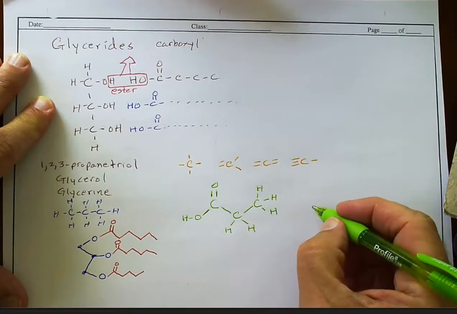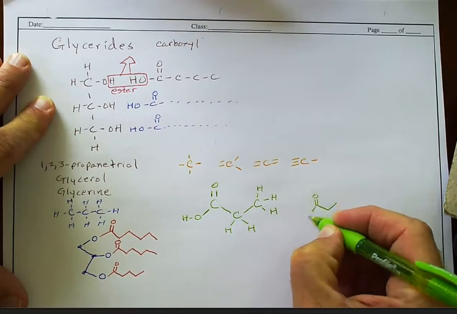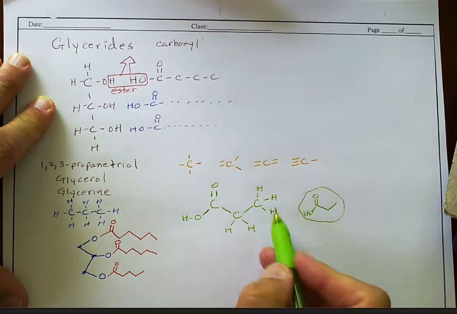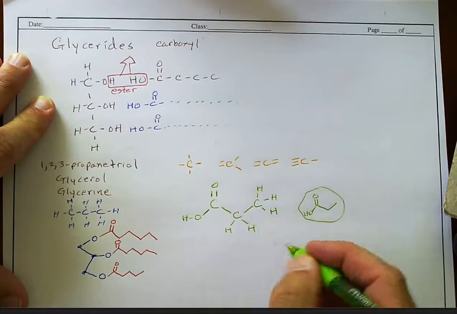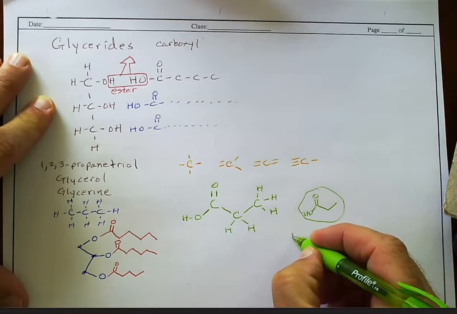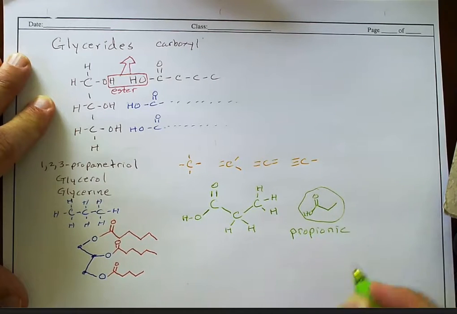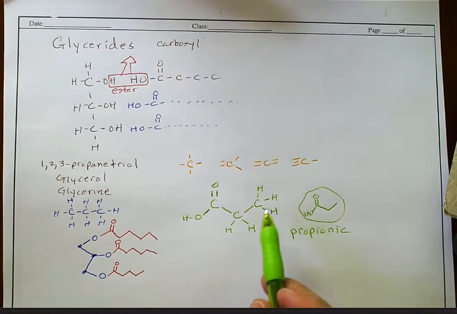So again, we can draw this more simply this way. So this represents all of this. Now this carboxylic acid with only 3 carbons has a couple of names, but the one I'm going to focus on is this one, propionic acid. Propion translates as first fat. This is considered the first of the fatty acids, the shortest.